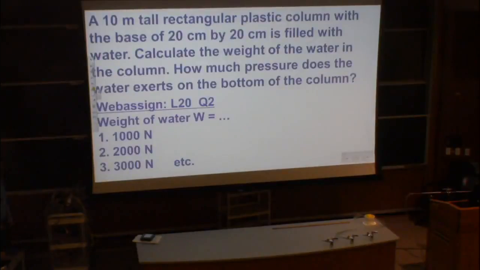And a question. A standard situation, we have a tank, a bucket, a column filled up with some liquid. Eventually we need to calculate the pressure, but in the meantime, the first step is calculating the weight. The weight of that tall water column, 10 meters tall, square base, 20 centimeters by 20 centimeters, and filled up with water.